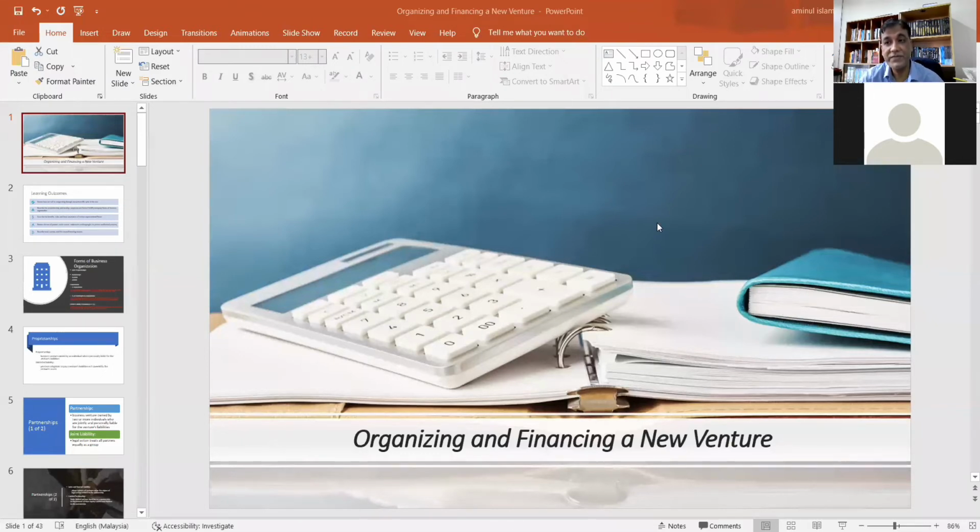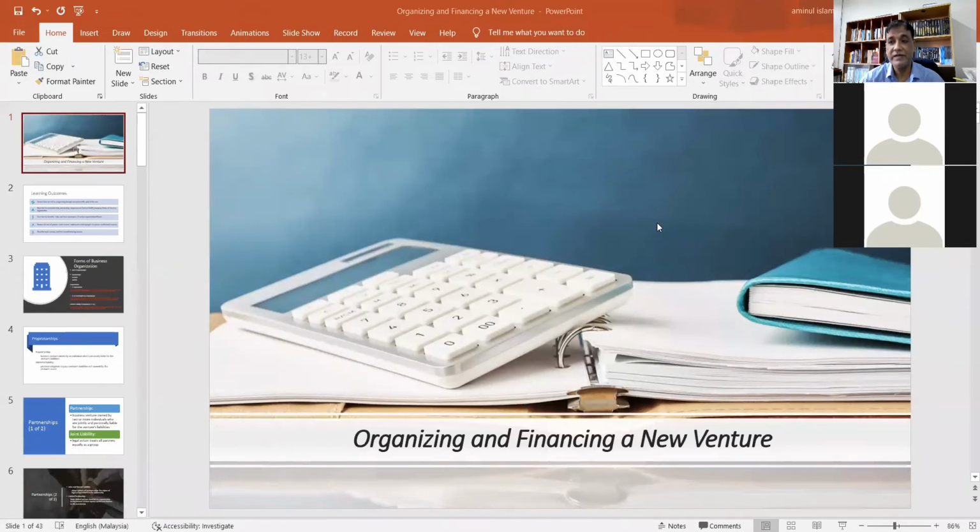Okay, so in the first week we looked into the principles of entrepreneurship, certain characteristics of a successful entrepreneur and entrepreneurship ventures. We looked at life cycle stages of entrepreneurial ventures, right? Certain principles of entrepreneurship. Then in the last session we looked into how to convert ideas into a commercial venture, right? So this week we'll be looking at how you can organize and finance a new venture.